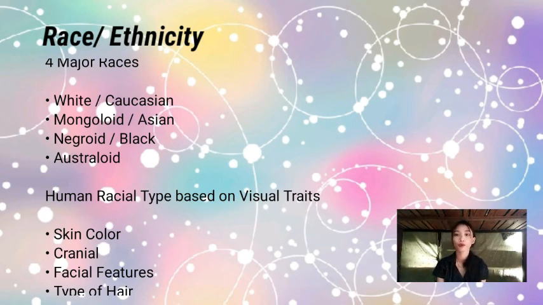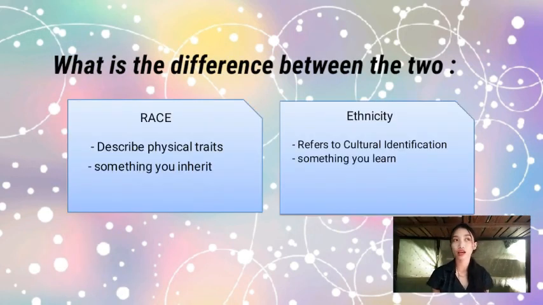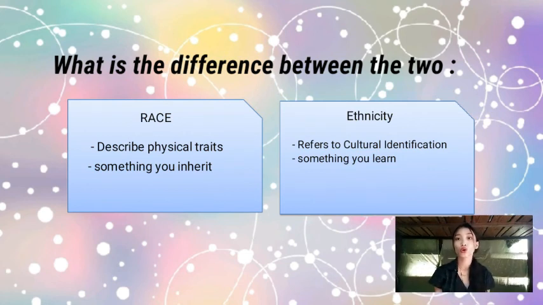and type of hair. The difference between these two is that race describes physical traits, and ethnicity refers to cultural identification. Race may also be identified as something you inherit, while ethnicity is something you learn.